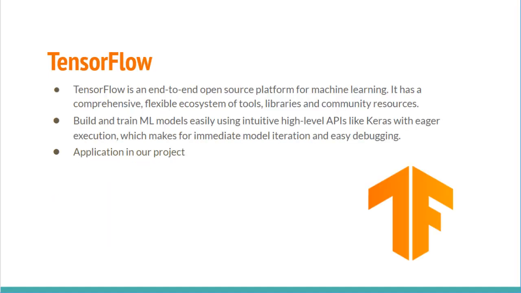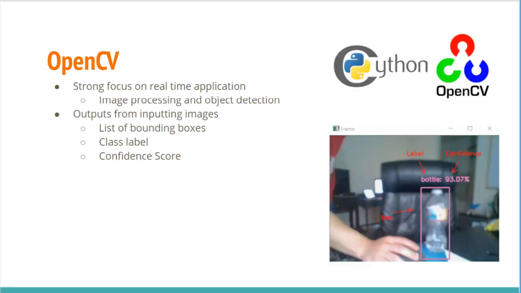TensorFlow is an open source platform for machine learning that has a variety of comprehensible tools, libraries, and community resources. With TensorFlow, it's easy for beginners to build and train a machine learning model using APIs like Keras, which makes for immediate model iteration and easy debugging. In our application, we use TensorFlow to create and run an object detection model, as well as its many tools to monitor the progress of the training.